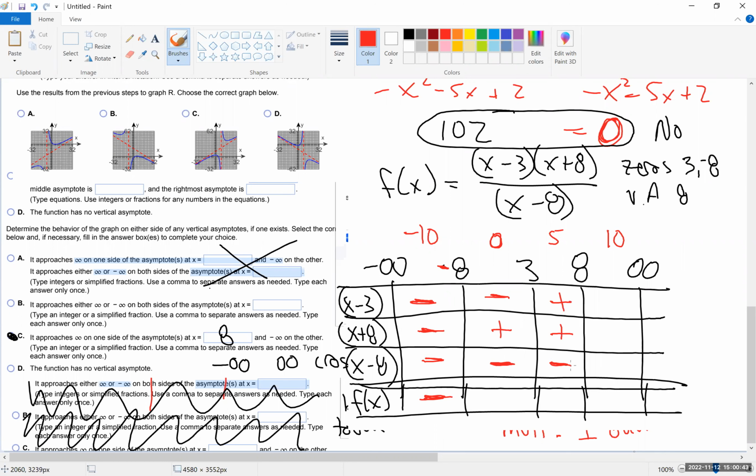Oh, I'm sorry, I shouldn't have put that. We'll talk about the last one next. 10 minus 3 is positive. 10 plus 8 is positive, and 10 minus 8 is positive.